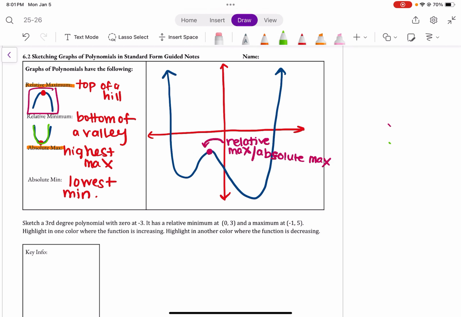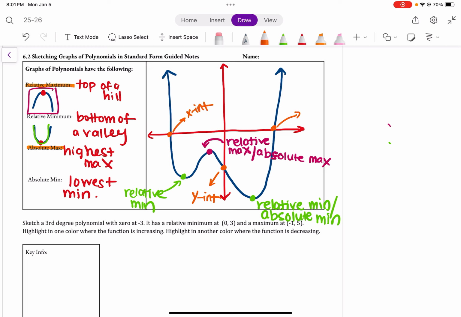Then we have our minimums. The minimums are like the bottom of the valley or like a U shape. We have two relative minimums. So this is a relative min and this is a relative min. But one of them is lower than the other, and that's this one. So this is also our absolute min. With that, we can also identify a bunch of things that you should already know. For example, this is our y-intercept, and this is our x-intercept, and this is also our x-intercept.